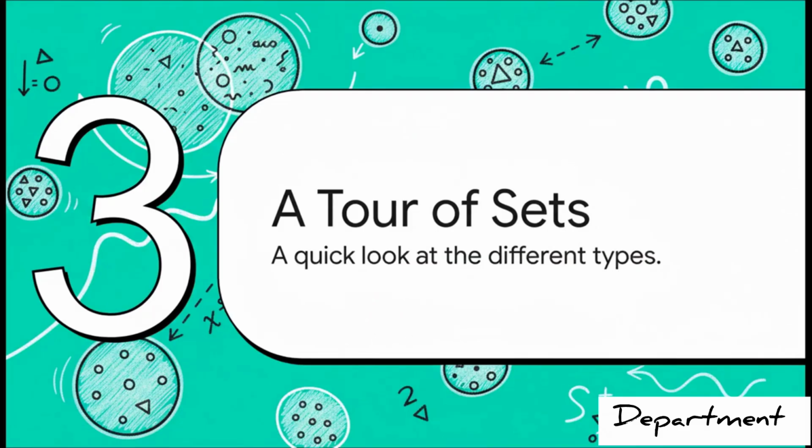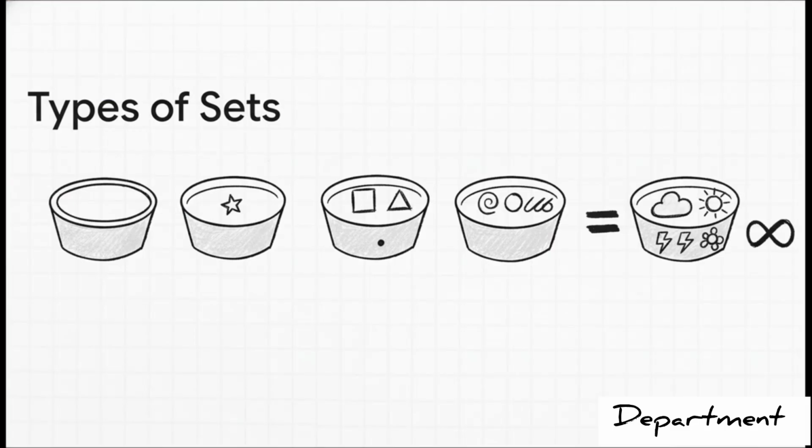So now we know what sets are and how to write them. Let's go on a quick tour of the different types you're going to see. Think of these as different flavors or categories for sets. First, you have the empty set. It's empty. 0 elements. Then there's a singleton set, which has just one lonely element inside. A finite set is any set where you could eventually count all the elements, like the vowels. An infinite set, you guessed it, goes on forever, like all the natural numbers. And finally, you have equal sets. This is important. They have the exact same elements, but the order doesn't matter at all.